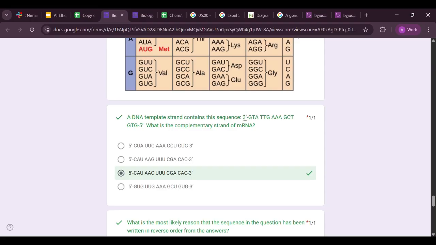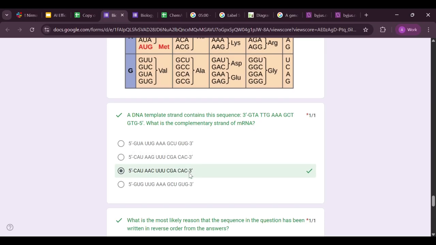This G will be C, T will be A, A will be U. T will be A, T will be A, G will be C. A will be U, A will be U, A will be U. It is also okay. This G will be C, C will be G, T will be A, G will be C, T will be A, and G will be C. It is actually fully correct. I'm sorry for discussing the discrepancy.